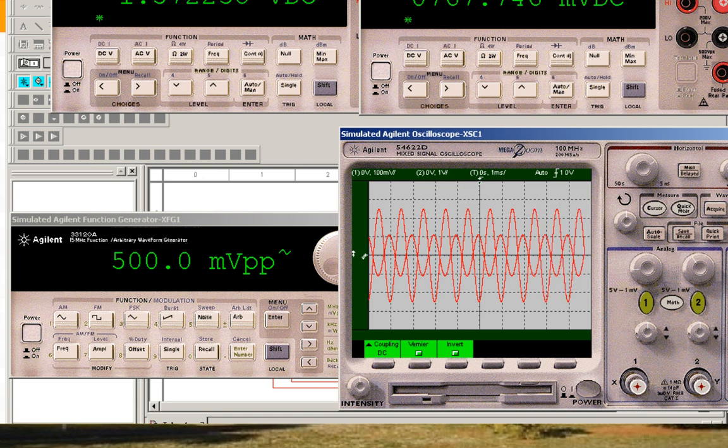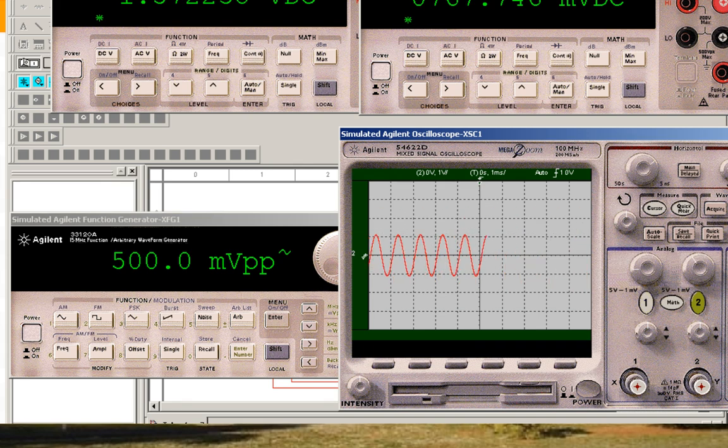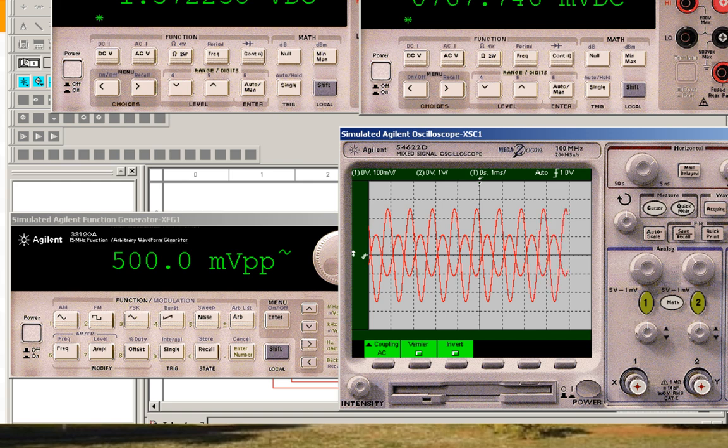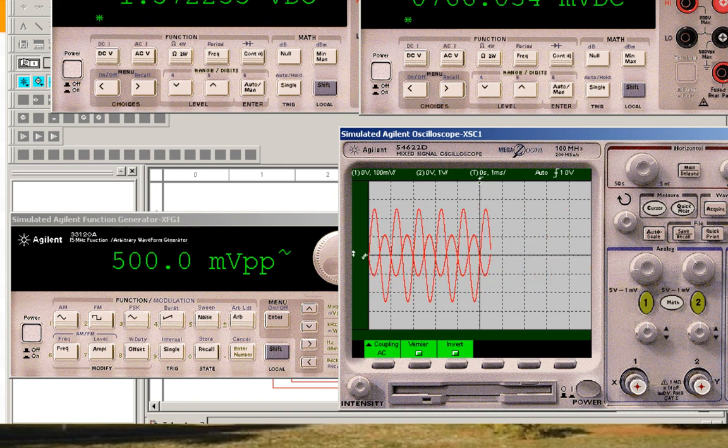Now there's DC coupling on the input, but there's no DC. Channel 2 is AC coupled. And the reason for that is because there's probably a DC on the output. It's up here somewhere.